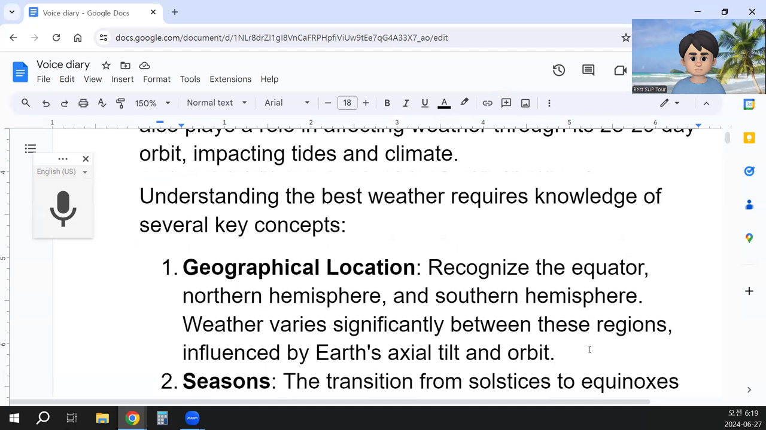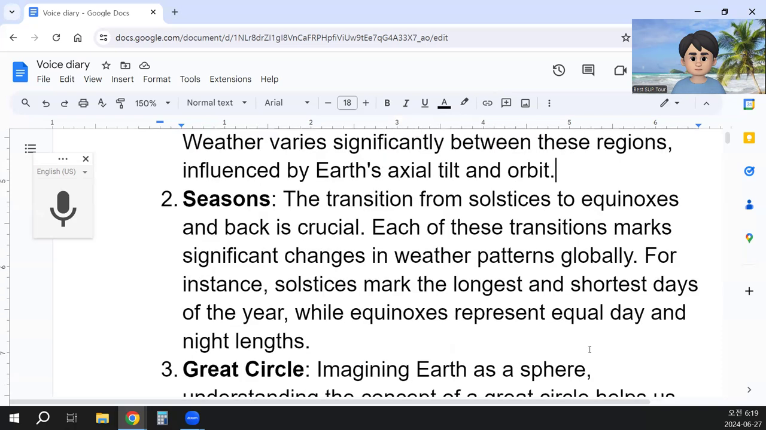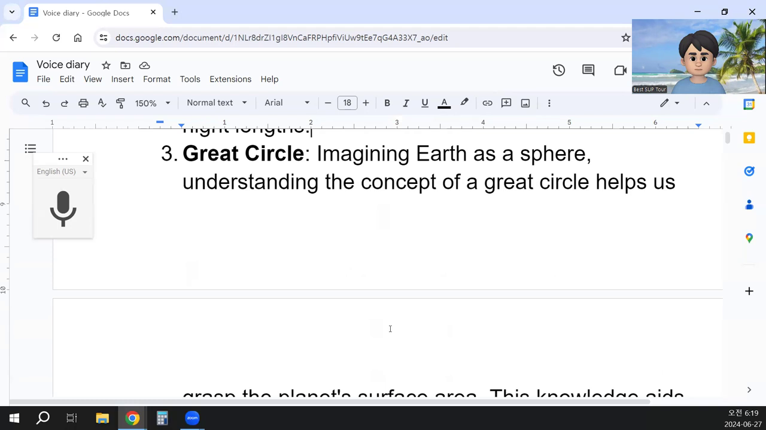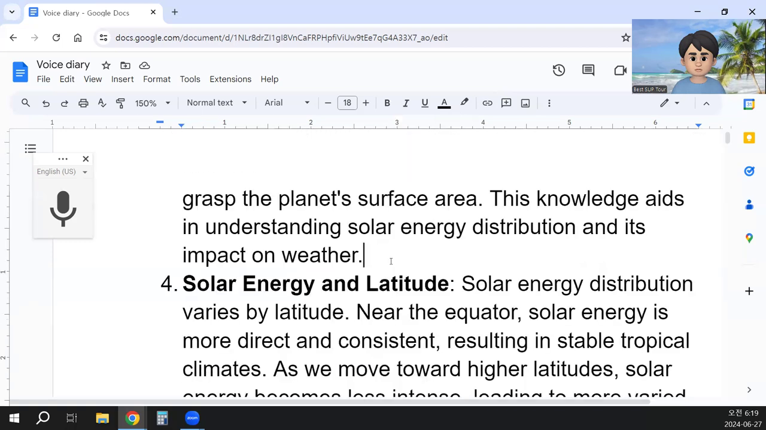southern hemisphere weather varies significantly between these regions, influenced by Earth's axial tilt and orbit. Season. The transition from solstice to equinoxes and back is crucial. Each of these transitions marks significant changes in weather patterns globally. For instance, solstice marks the longest and shortest day of the year, while equinoxes represent equal day and night length. Great subject. Imagining Earth as a sphere. Understanding the concept of a great circle helps us grasp the planet's surface area.